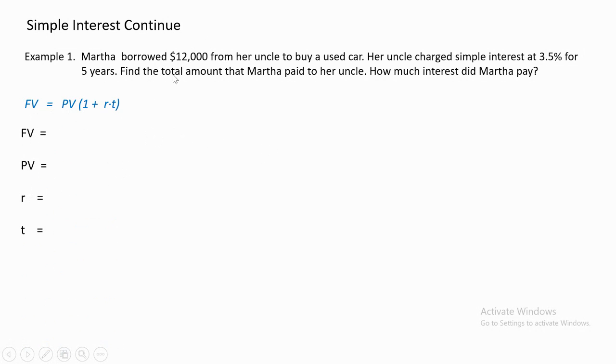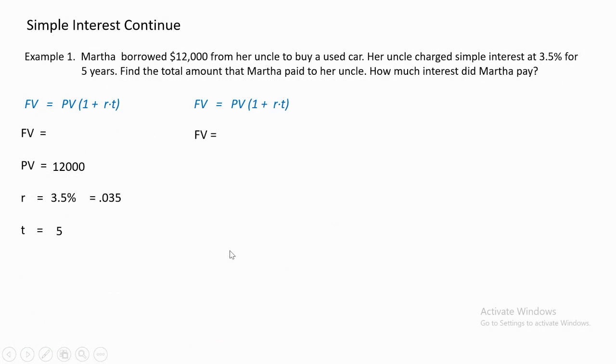So let's extract the information again. Here, guys, we're looking for the future value, because we need to find the total amount that Martha paid to her uncle. So here, the total amount means in 5 years. So we're looking for the future value. So the 12,000 goes to the present value. Then my interest rate will be the same as before, 3.5%, which equals 0.035, and the time will be 5 for 5 years.